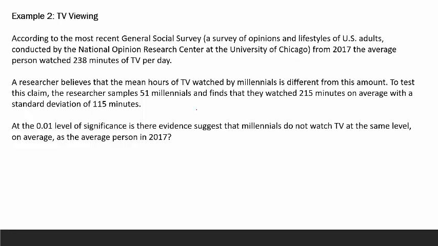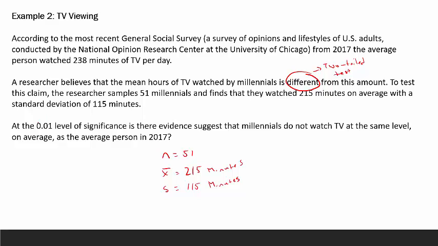So a researcher believes that the mean hours of TV watched now by millennials, so by the millennial generation, is different from this amount. If this researcher thinks it's different, that's a keyword that tells me this is going to be a two-tailed test. To test this claim, the researcher samples 51 millennials, so you're given n, and finds that they watch 215 minutes on average, X bar. So the average amount of TV they watch per day is 215 minutes, with the sample standard deviation, S, of 115 minutes.